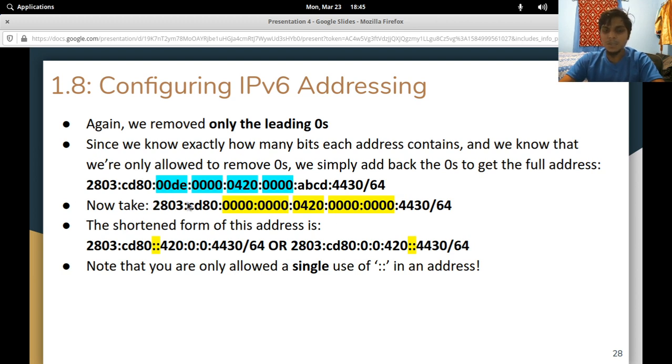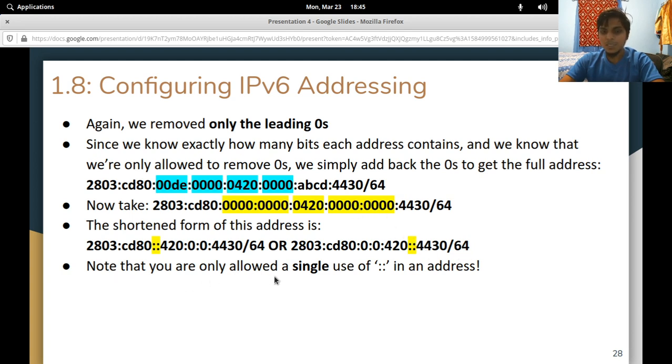So when you add them back now, you have to add zeros at the start. So now take 2803 CD80, and then this big 8 of zeros here, and then 0420, and the next 8 of zeros here. So the shortened form of this address is 2803 CD80, and then you see this double colon there, 420, or 2803 CD80 00 420 double colon here 4430.